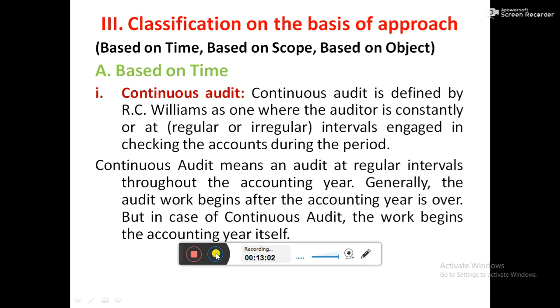Generally, the audit work begins after the accounting year is over. But in case of continuous audit, the work begins during the accounting year itself. That means this continuous audit is undertaken from the beginning of the financial year.